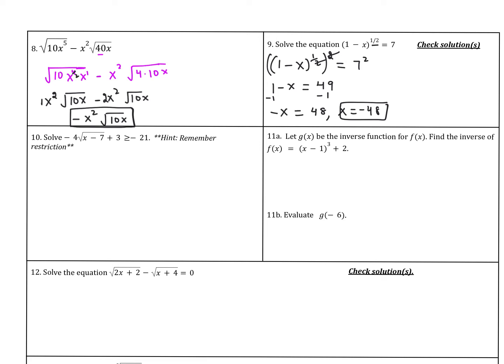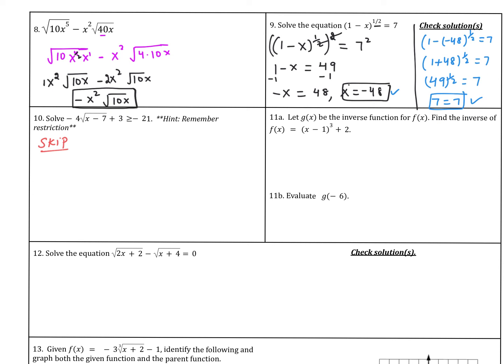Negative x is 48, so x should be negative 48. You're going to now check for the solution, as we always do. 1 minus negative 48 gives us 1 plus 48 to the power 1 over 2, which is 49 to the power 1 over 2. 49 to the power 1 over 2 means the square root of 49, and the square root of 49 is 7. So the answer for x is correct. This is your answer: x equals negative 48.